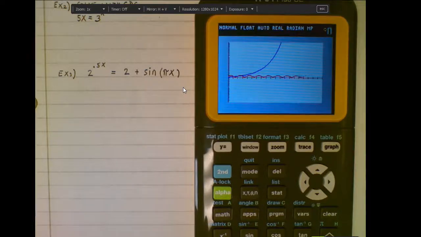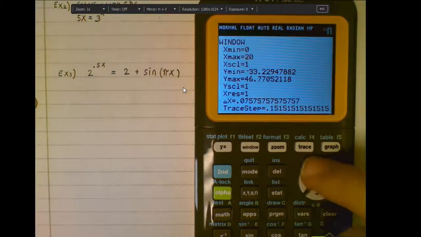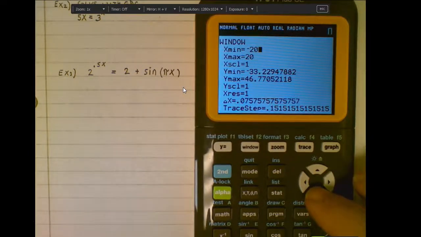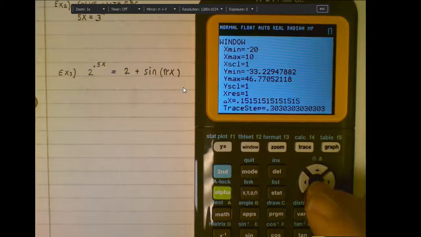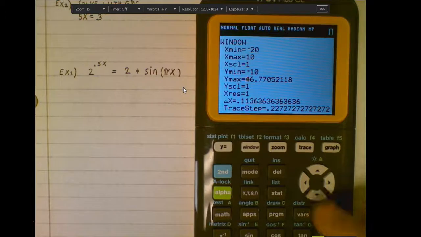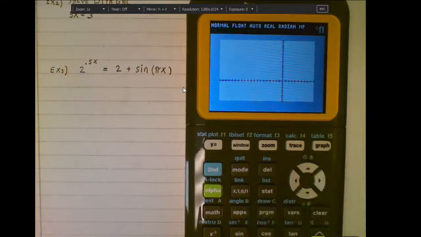I'm going to change my window here a little bit so we can see more of what's going on. So let me go farther to the left. So my x minimum, let's do negative 20. And I'm going to shorten this guy a little bit. And as far as the y values go, let me shorten those a little bit as well so we can see a little more of what's going on here with the graph. So let's see how much that helps.